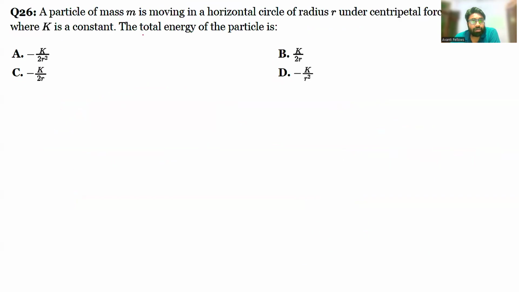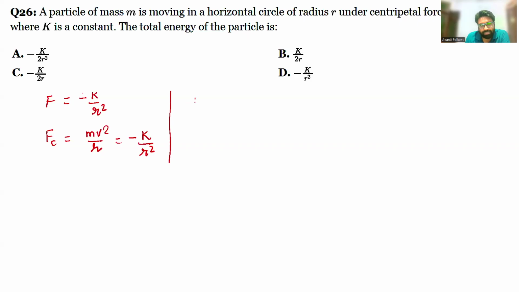Now this question: a particle of mass m is moving in a horizontal circle of radius r under a centripetal force equal to minus k by r square, where k is a constant. The total energy of the particle is? The force given to us here is minus k by r square. Now since this force is categorized as centripetal force, we can say that centripetal force is nothing but mv square upon r, where r is the radius of the circle. Since r is given in small letter, we will mention it as a small letter, mv square upon r, and it is equal to k upon r square.